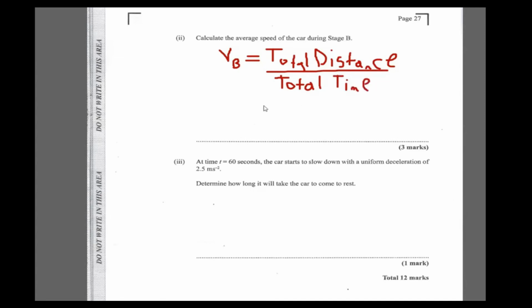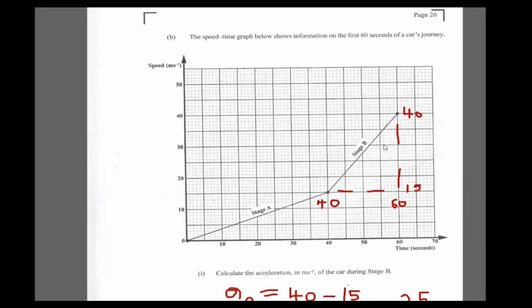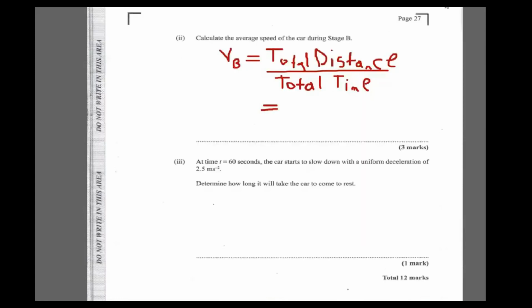Working out the average speed, the area of this triangle will give us the total distance, and the area of a triangle is a half base times height. The base is 20 and the height is 25. So we're going to say it is a half of base of 20 times a height of 25, and that's divided by the total time being 20.